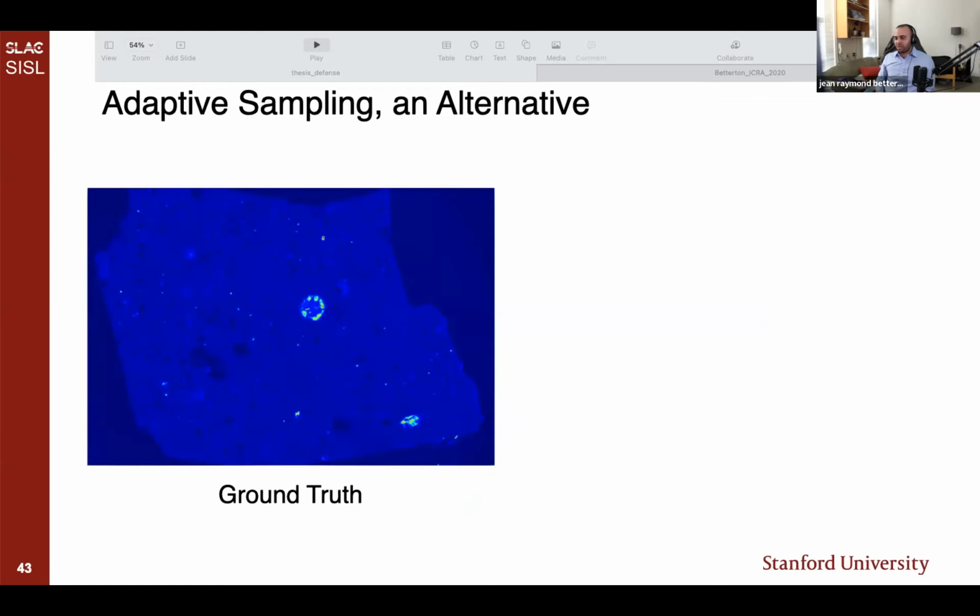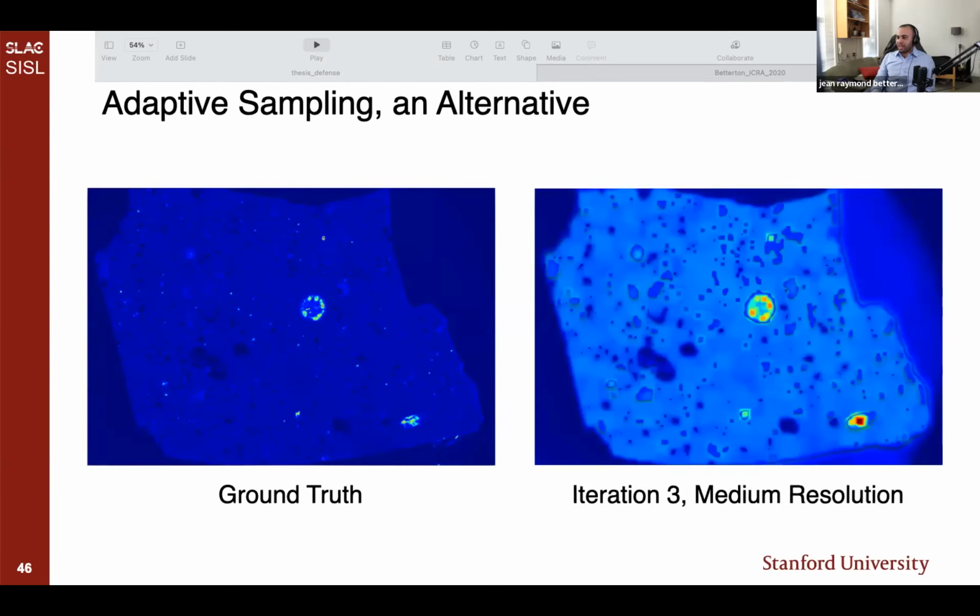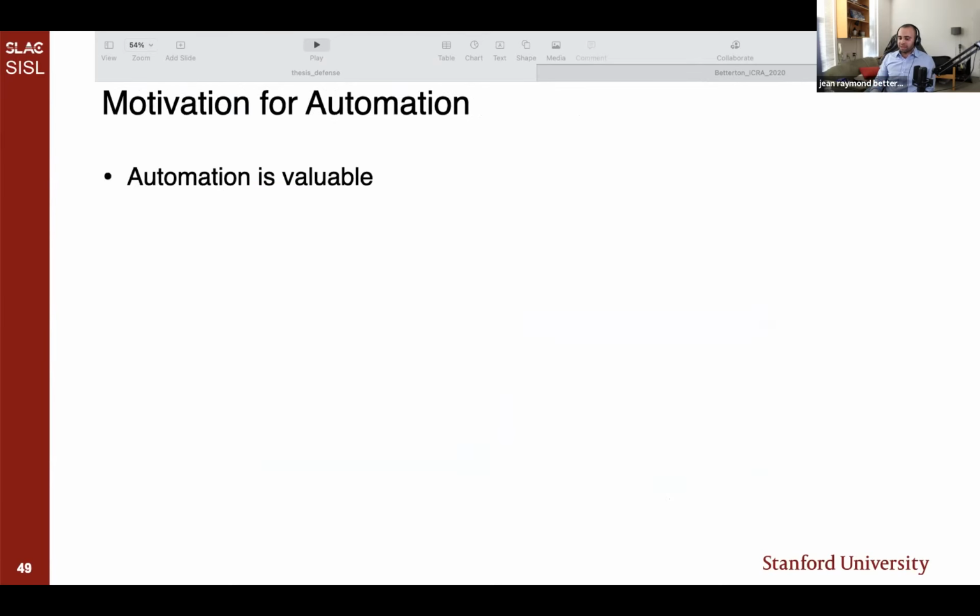And so here's sort of a mock-up of what we would like this to look like. We have a ground truth sample, and then we would start with a low resolution pass, and then iteratively drill down and down and down until finally we were focusing the high resolution in the areas of highest interest.